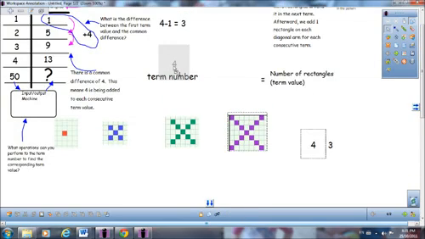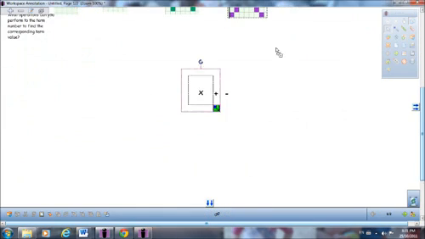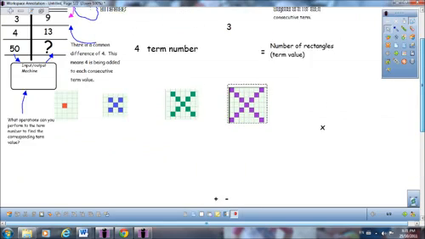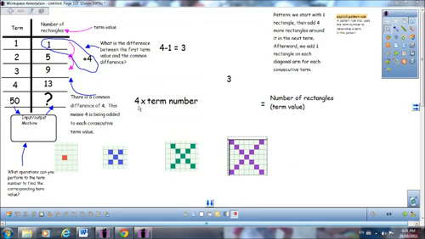So what can we do with the 4? What can we do with the 3? Well, consider the common difference. Now the common difference means that we're adding 4 to each consecutive term value to get the next consecutive term value. So what that means is it's similar to multiple addition. And another way of explaining multiple addition is multiplication. So if we take our common difference and apply it to our term number, we get 4 times term number equals number of rectangles, or the term value.